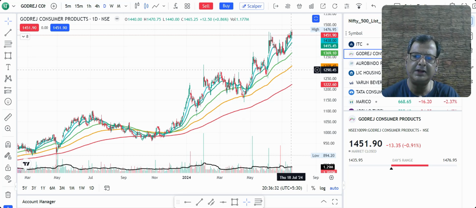So I hope this gave you a good learning on how to identify whether the particular instrument that you're seeing, whether it's stock, commodity, futures, options, whether it's in a bull or whether it's in a bear or whether it's purely range bound.